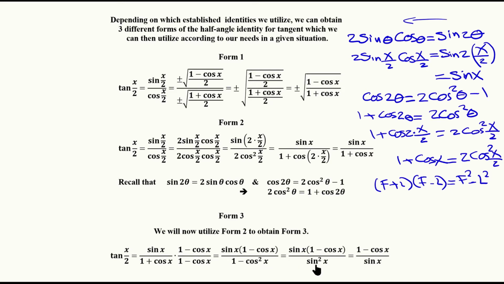Now, of course, we recognize that from our Pythagorean identity to be sine squared x. So now this sine x that we had on the top will cross cancel with this, leaving us just 1 sine x on the bottom. So one other last form that we're getting for tangent of x over 2 is 1 minus cosine x over sine x. So we'll summarize that in the next screen.